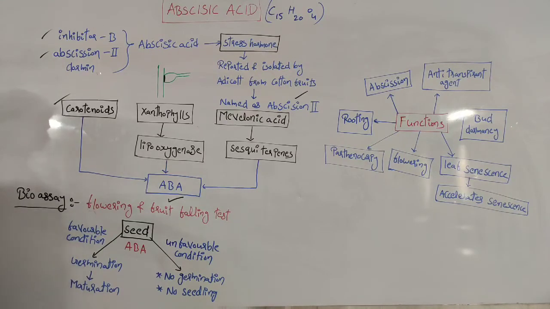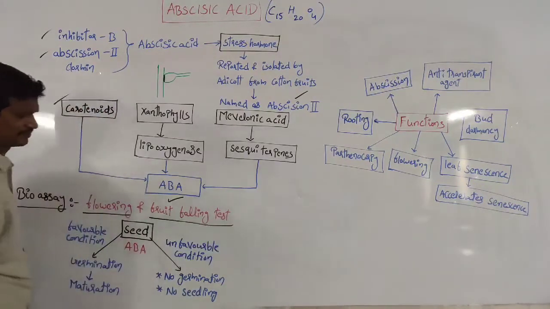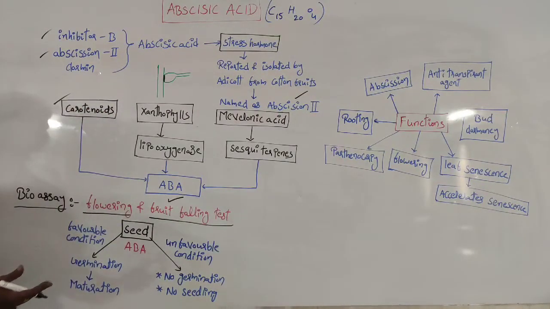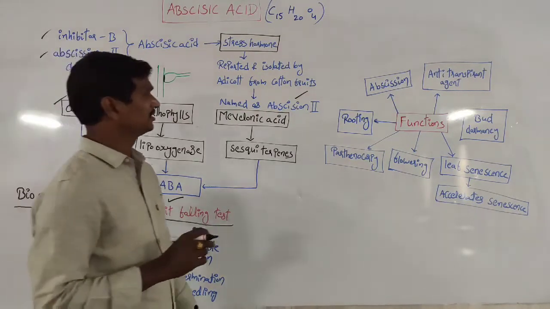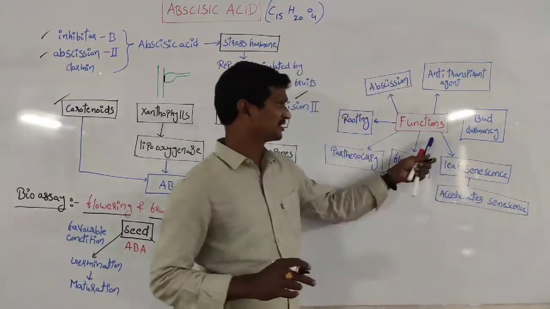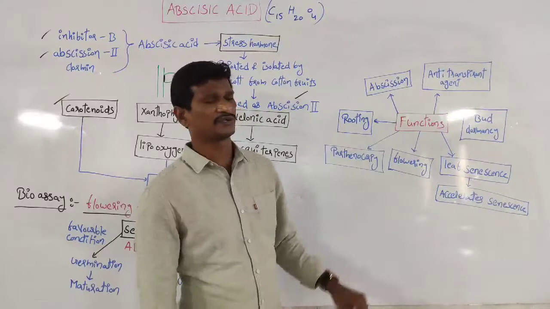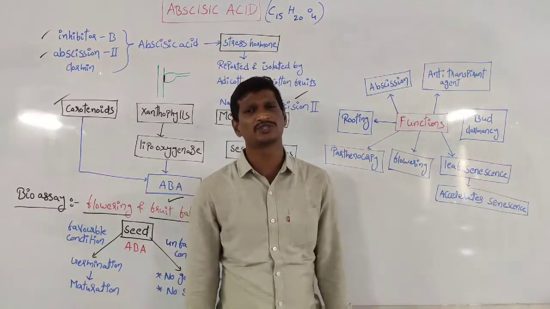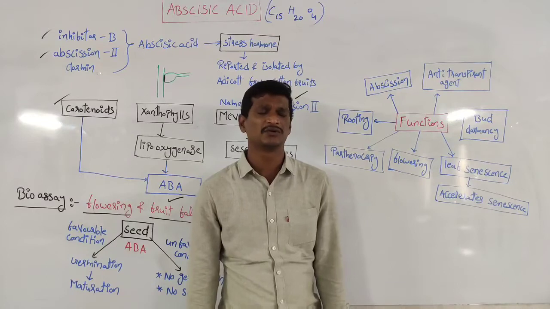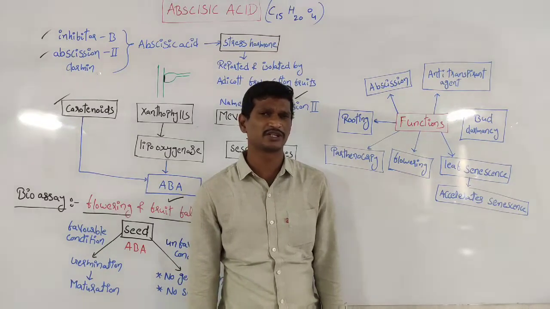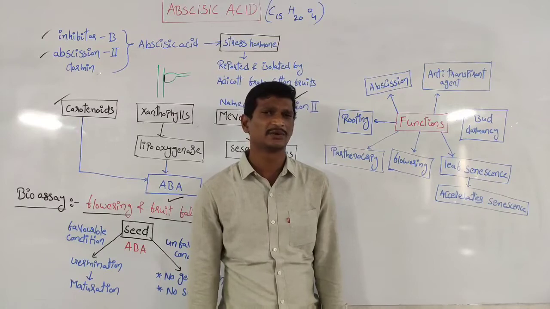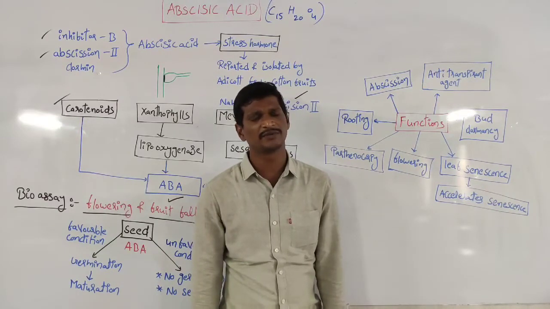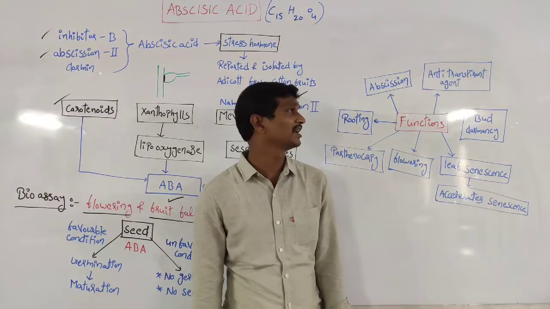And abscisic acid is a flowering and fruit falling hormone. So we know this one supports abscission layer formation. Leaves fall, flowers fall, fruits fall in the presence of abscisic acid. And these are the functions of abscisic acid. The very first function is abscission layer formation. Once the abscission layer formation takes place, water transportation, mineral transportation, and food transportation are blocked. Automatically the particular organ, maybe the leaf, the flower, or the fruit, will fall. That is nothing but abscission.